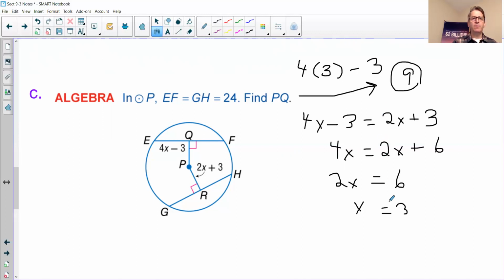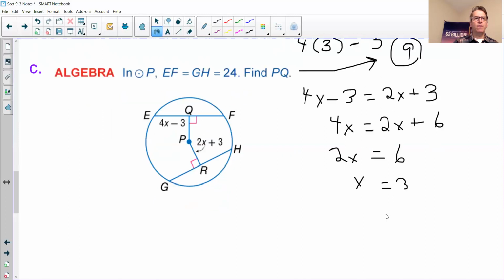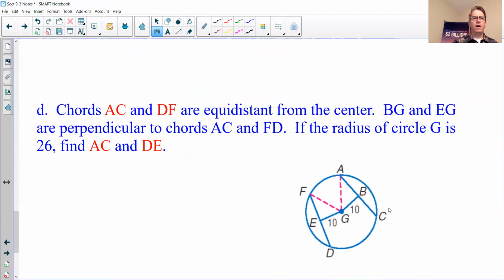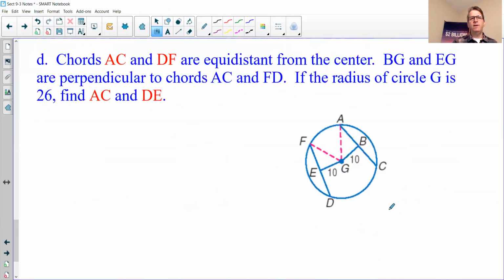All right, two more examples will be done for today. Here we go. Chords AC and DF are equidistant from the center. BG and EG are perpendicular to chords AC and FD. If the radius of circle G is 26, find AC and DE.